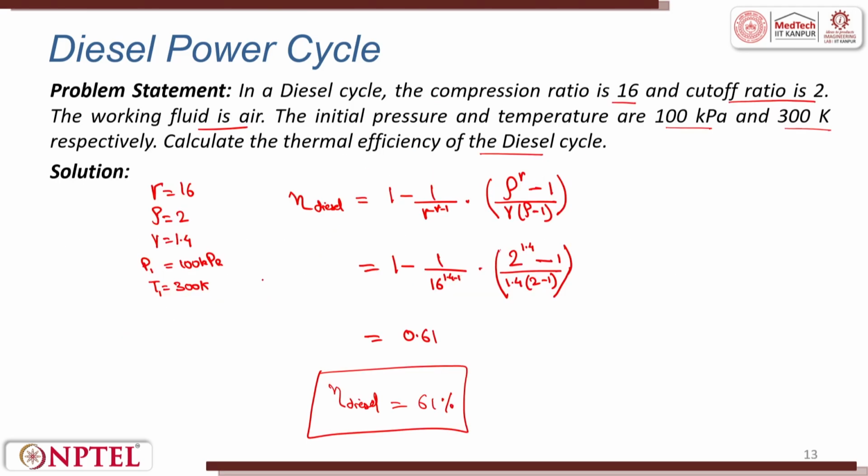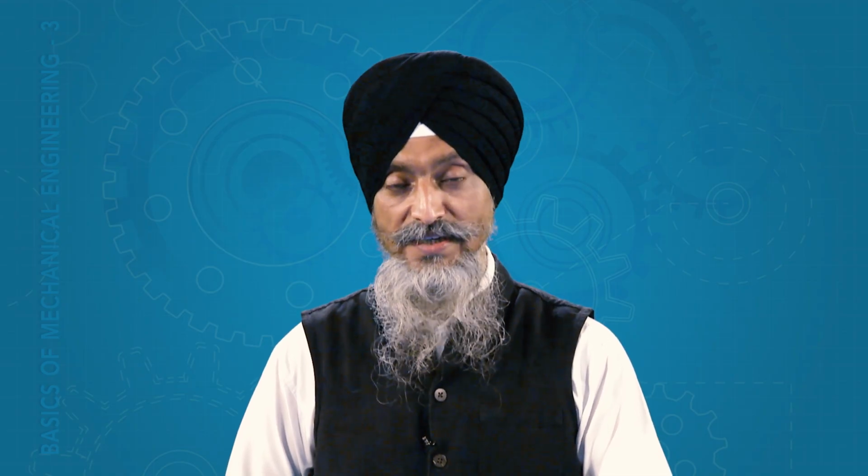We could have found the value. Here in this numerical, because the cutoff ratio, the compression ratio and gamma were given directly, this renders the temperature and the pressure immaterial. These are not used in the calculation of efficiency. Now, in the diesel cycle, the heating and cooling are constant pressure and constant volume respectively. That is, constant pressure heating and constant volume cooling is there in the diesel cycle.